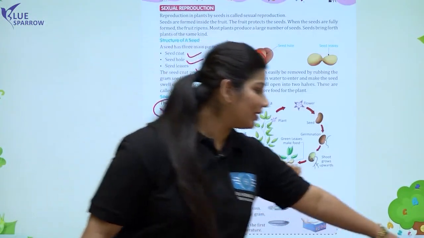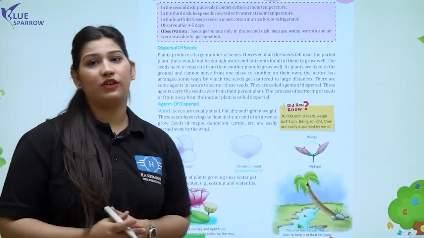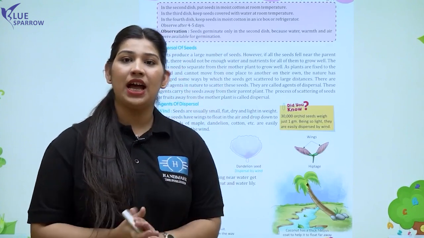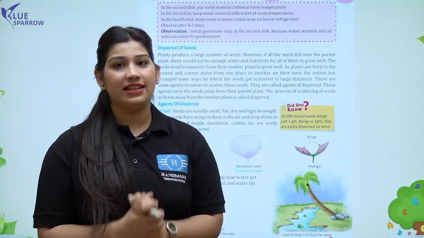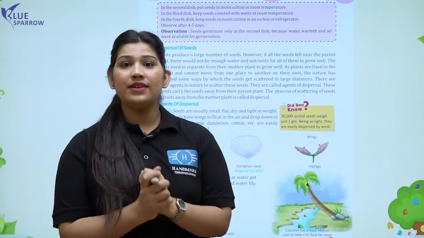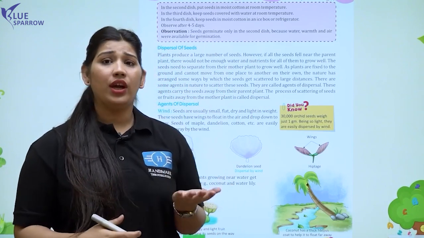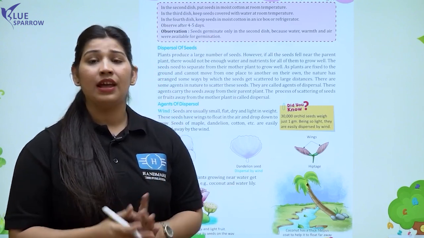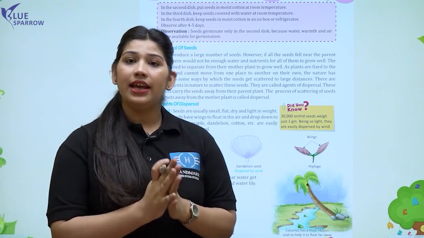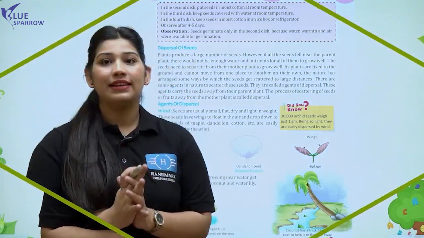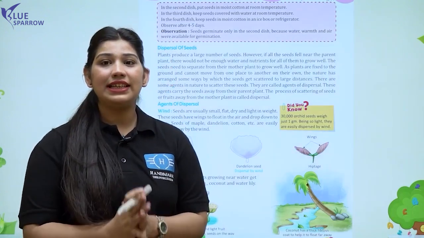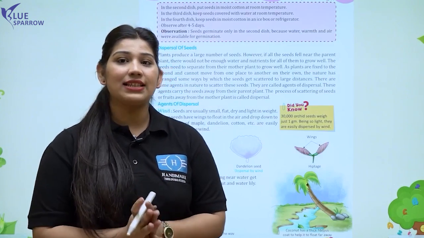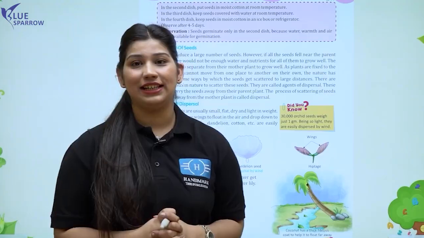Let's go forward and understand dispersal of seeds. The scattering away of seeds from the parent plant is called seed dispersal. Seeds are dispersed in various ways: by wind, by water, by animals, or by explosion, etc. These are called agents of seed dispersal. We will understand each agent in detail.